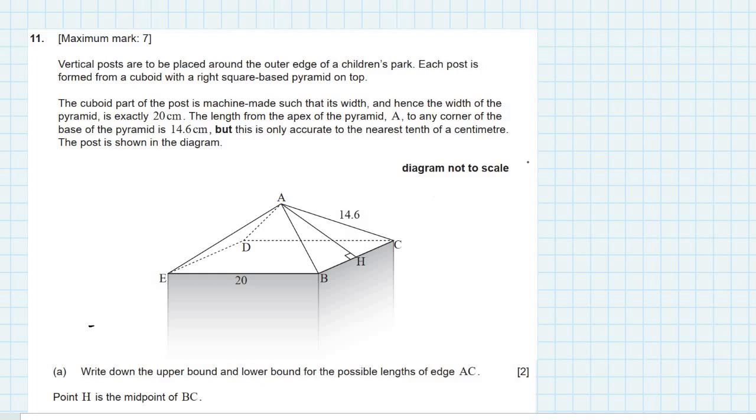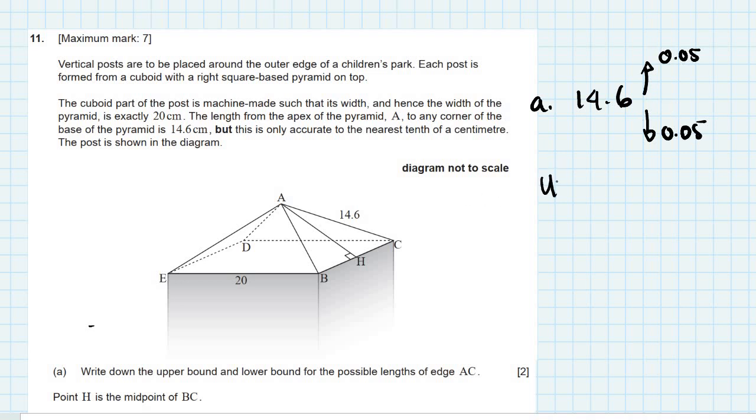It means for question A, we have 14.6. It can go up by 0.05 or it can go down by 0.05, because this is to the tenth. To the tenth, it means 0.1 divided by 2 is 0.05. It can go up by 0.05. It can go down by 0.05.